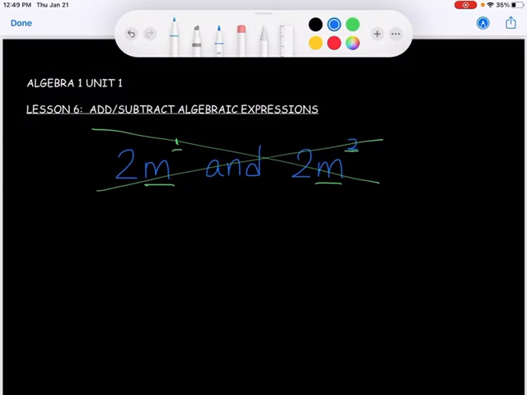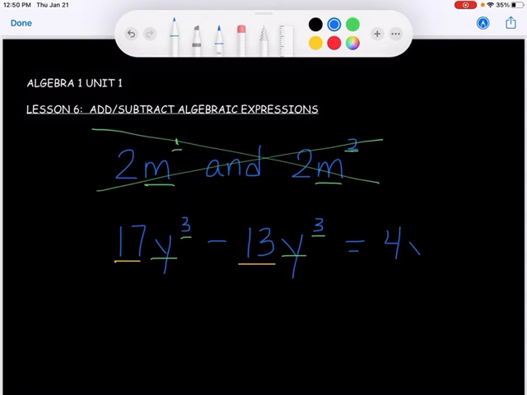But let's say that we have 17y to the third minus 13y to the third, or you could say y cubed. So we have the same variable raised to the same exponent. Therefore, they are like terms and we can combine those. To do that, you look at your coefficients, so 17 and 13 here, and just keep in mind we're subtracting. So we do 17 minus 13, which gives us 4, and then you keep the y cubed, and you're done.